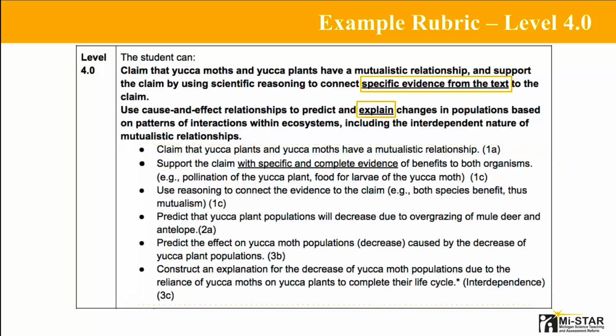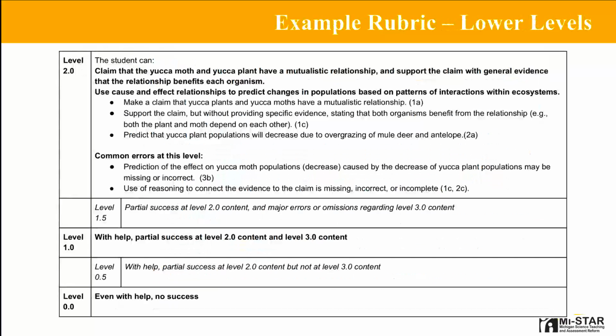response. One final helpful feature of the rubrics to note in this example: The text that is underlined signals what features separate this level from the level immediately below it. In this example, a 4.0 answer response should use specific evidence from the text and explain changes in population. A 3.0 answer would not include these features.